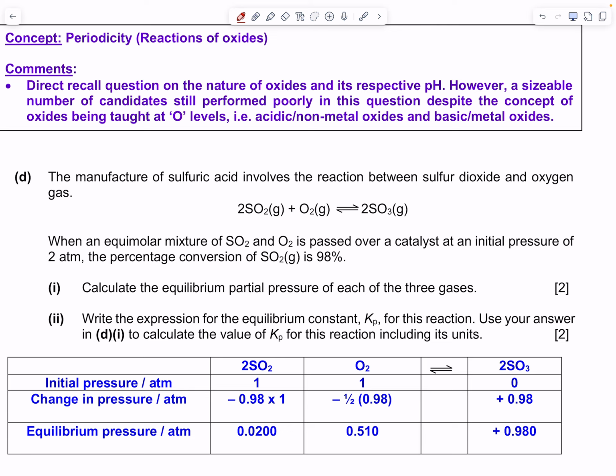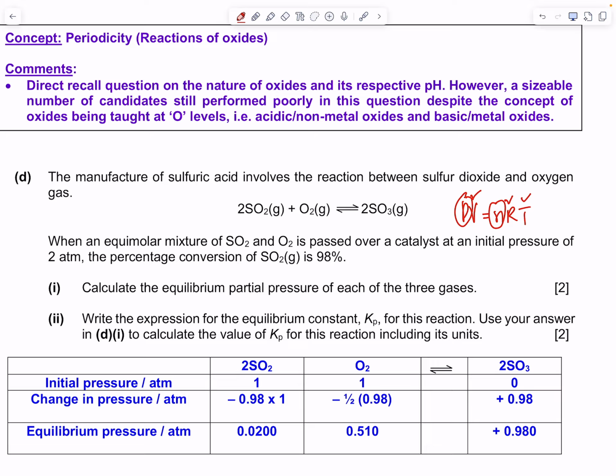Then they say when an equimolar mixture of SO2 and O2 is passed over a catalyst at an initial pressure of 2 atmospheres. So right now, we are making an assumption here that this is done at constant volume, correct? So if you take a look at PV equals nRT, the temperature is constant, the R is constant, the volume is constant, right? So pressure and number of moles are directly proportional. Do you all agree?